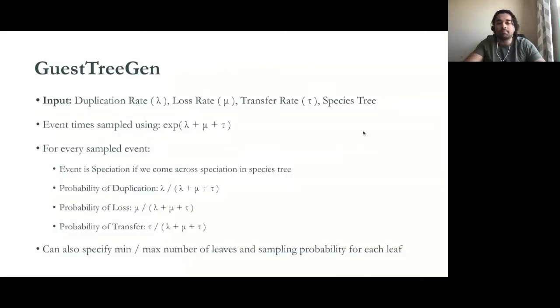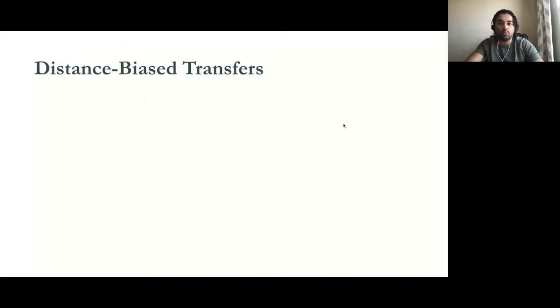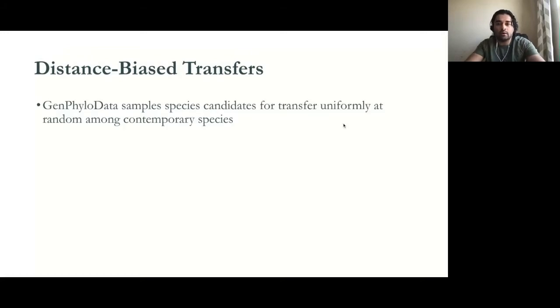And in terms of the additions that we make to GenPhyloData to further improve the transfers, we implement distance-biased transfers, which reflect the fact that we observe in our data, especially data from our collaborators, that the frequency of horizontal gene transfers decays exponentially with the evolutionary distance between lineages. So that is what we want to reflect in our software.